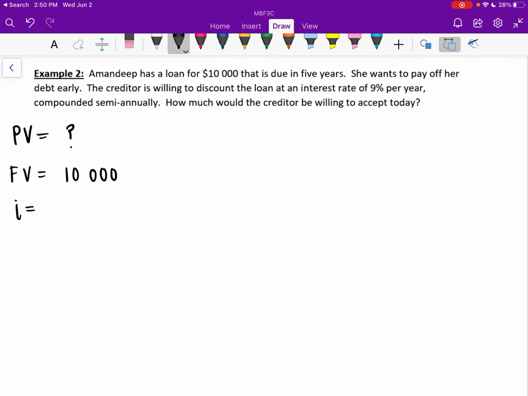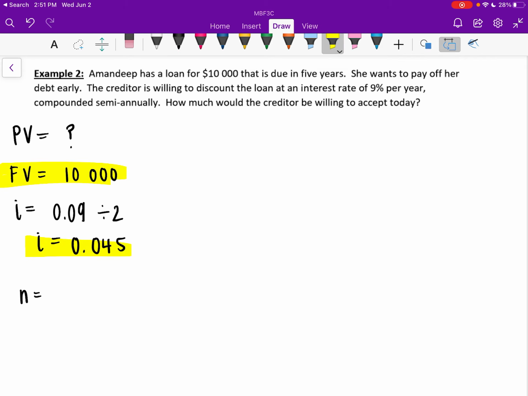We need to find the I and we need to find the N. So in this situation, it says semi-annually. If I go back and look at my sheet from class, semi-annually means 2 times a year. So that means I'm going to divide the interest rate by 2 and I'm going to multiply the compounding periods, the years, times 2. So the interest rate is going to be 9% per year, and then I'm just going to divide that by 2, which is going to give me 0.045. That's going to be my I value. And I'm just going to highlight that so that I have it.